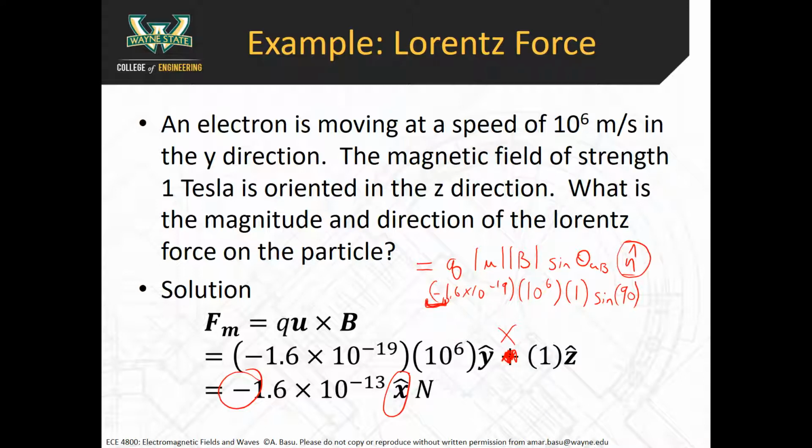Okay. So if you're trying to find n hat, your first finger points towards U, your middle finger points towards B, and your thumb will point towards this n hat vector. And in this case, it is x hat. Okay? So this is where the x hat comes from. The negative comes from here. All right? And so this answer comes out to the same. It's negative 1.6 times 10 to the negative 13 x hat. And the units for force is newtons.